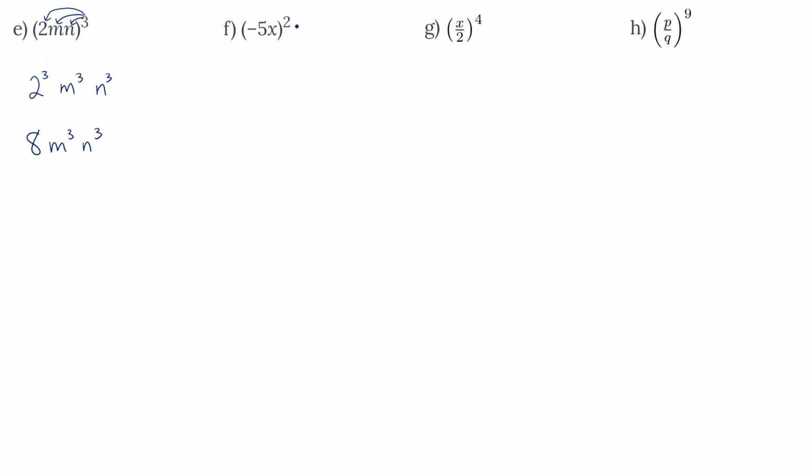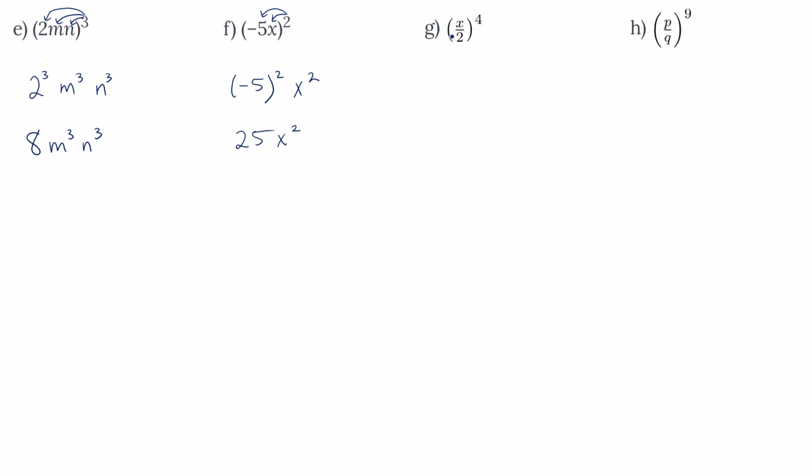For f, that 2 outside the brackets will need to be applied to the negative 5. So negative 5 to the power of 2, and then x to the power of 2. And negative 5 to the power of 2 is negative 5 times negative 5, which is 25.